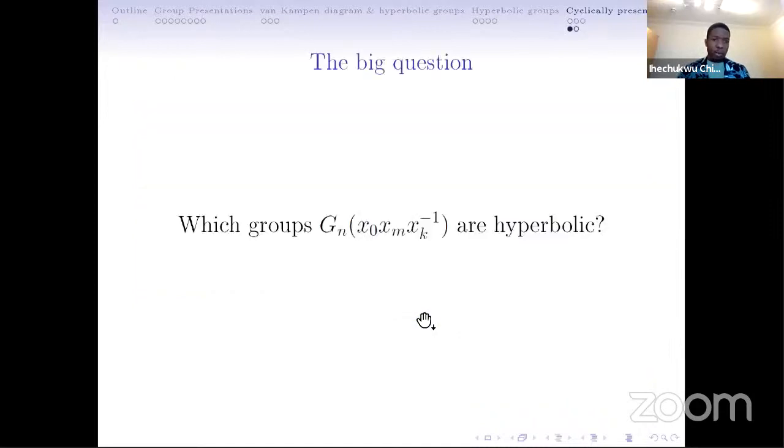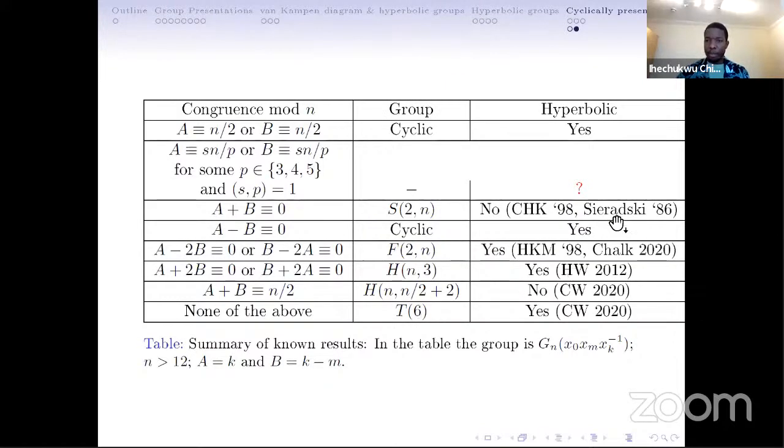And so the big question that I'm asking in my talk is, when are these groups hyperbolic? It's a question that people have been interested in over the years, and there are some classification results already known. Here is what is known. I'm setting A to be K and B to be K minus M, and I'm describing the results based on these two things.